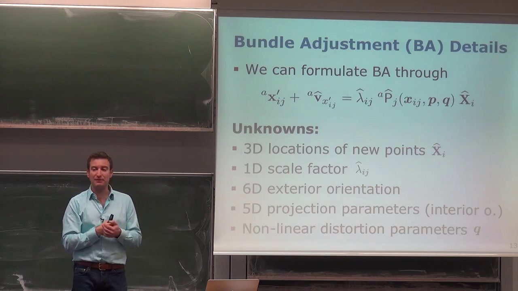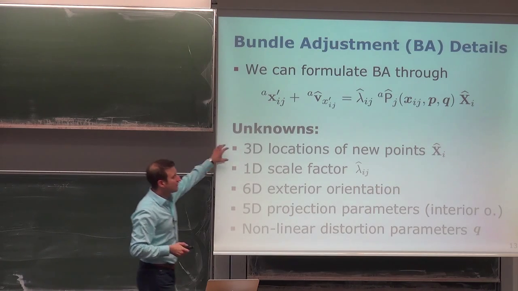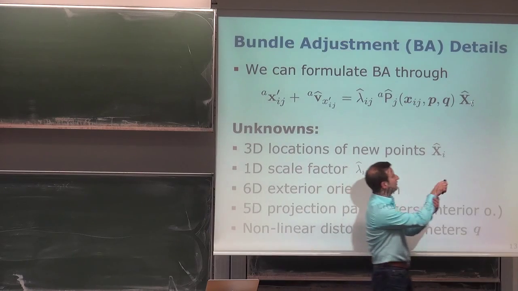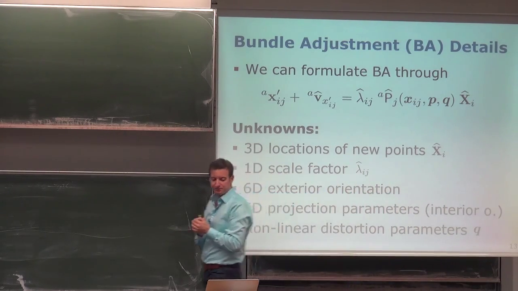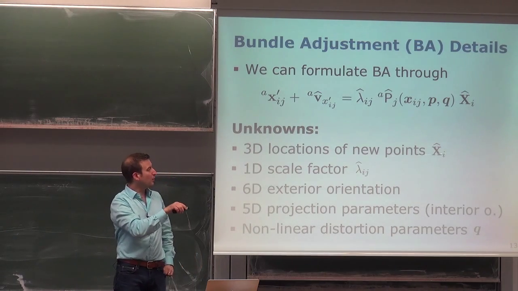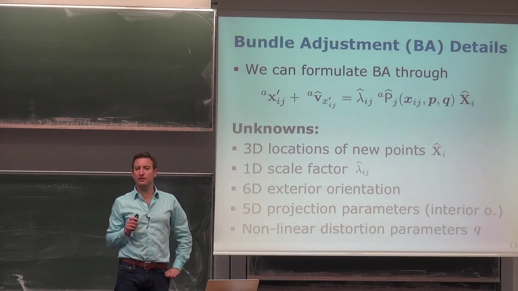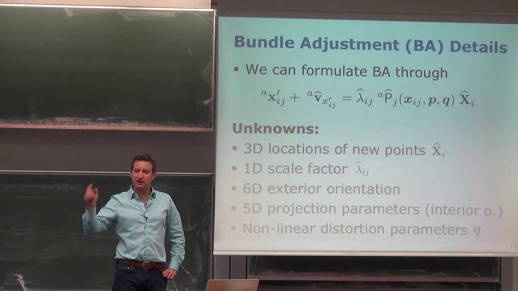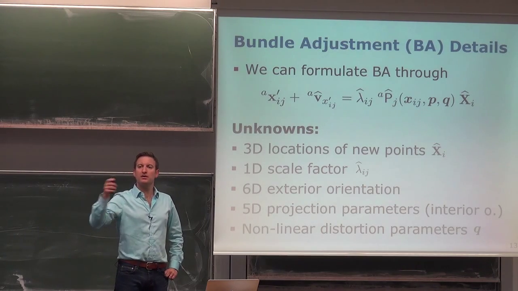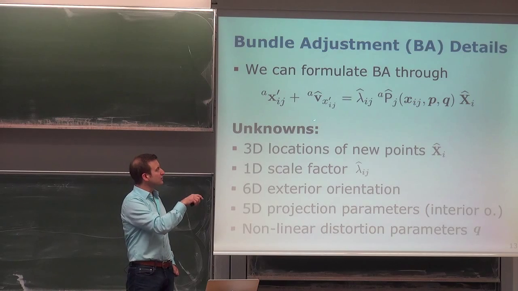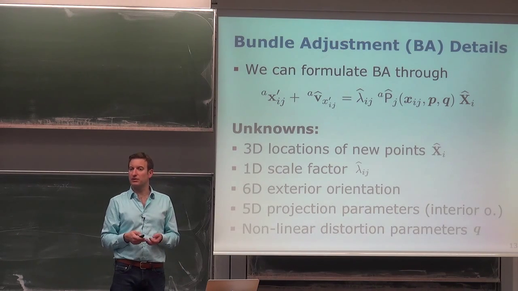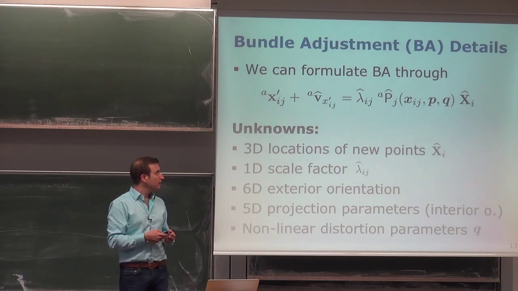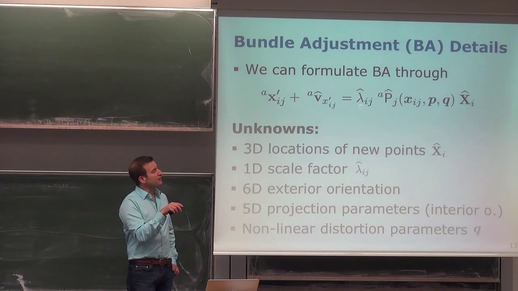What are the unknown parameters? The first thing is we have the 3D location of our new points. So these are these guys over here, the location of the point that we have, and this is what we want to estimate. So we want to estimate where this point is in the 3D world. And if I project this 3D point in the world through my projection matrix, I should end up at a point which should be in line with where I observed that point. Then I have this one-dimensional scale factor.